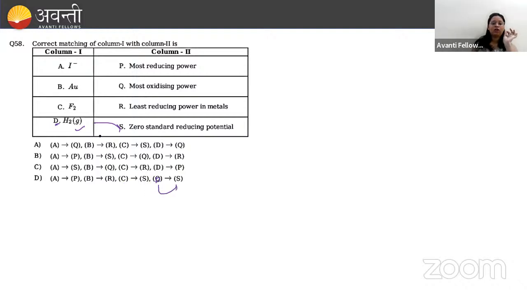Right? The hydrogen electrode shows us zero reduction potential. Okay? What is F2? F2 shows least reducing power, or it is going to show zero standard reduction potential. Most reducing power, least reducing power. F2 is what? Most oxidizing power or least oxidizing power.